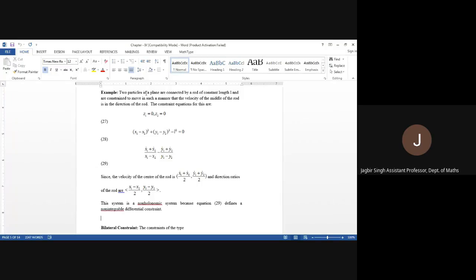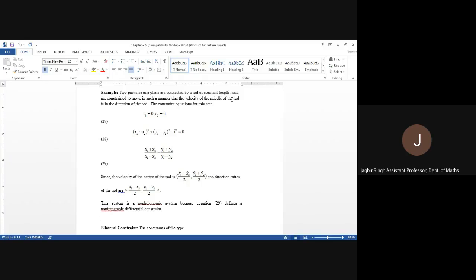What is given? There are two terms only. First thing, velocity of the middle of the rod. Now, if we are assuming one point is (x1, y1) and the other is (x2, y2), so the middle point will be ((x1 + x2)/2, (y1 + y2)/2). Its velocity will be ((x1-dot + x2-dot)/2, (y1-dot + y2-dot)/2). I hope it is clear to you people.